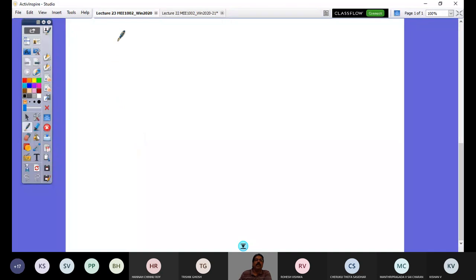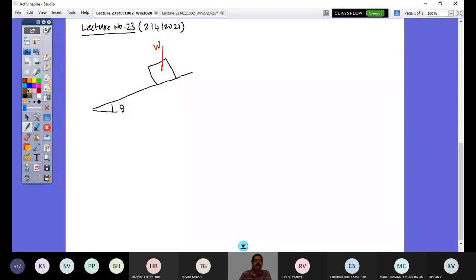This is lecture number 23, and today it is 3/4/2021. Let's continue with that problem, where you have a slope theta and the block which weighs W, and this is acted upon by force P, which is acting at an angle alpha to the slope. This is force P, and the free body diagram I would draw now.